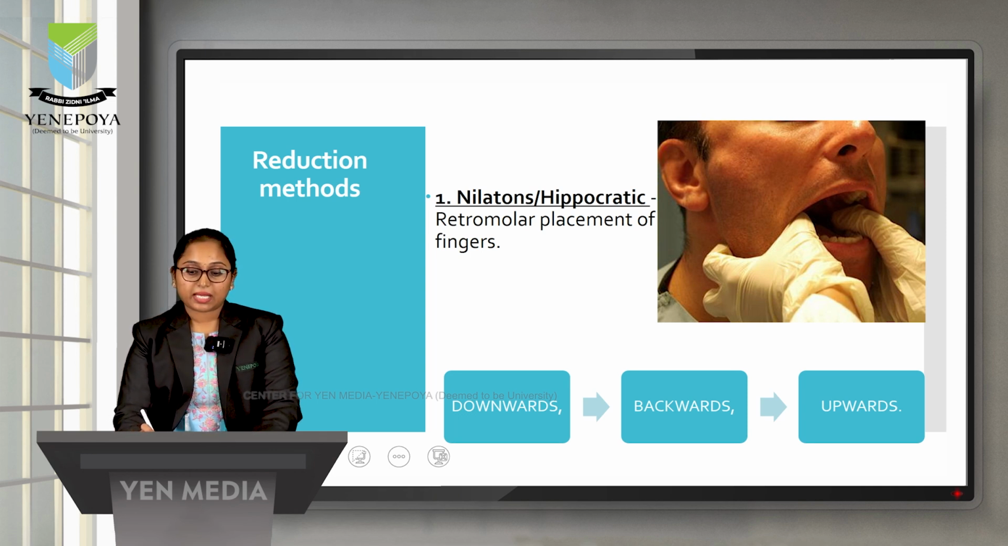First is placing the fingers on the occlusal aspect as shown in this figure, and the remaining fingers on the lower border of the mandible, and give a downward backward pressure and then an upward pressure, which basically follows along the natural eminence.